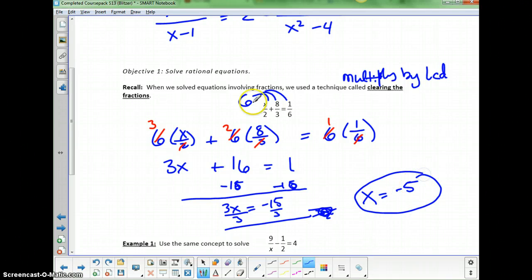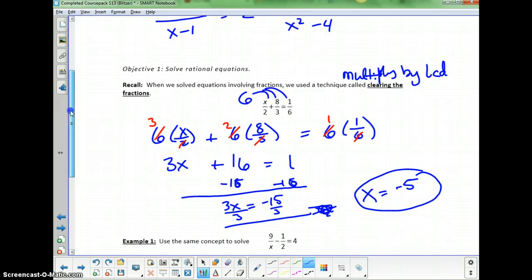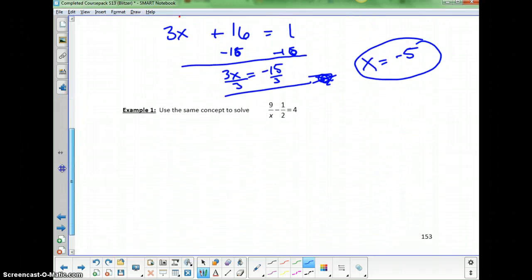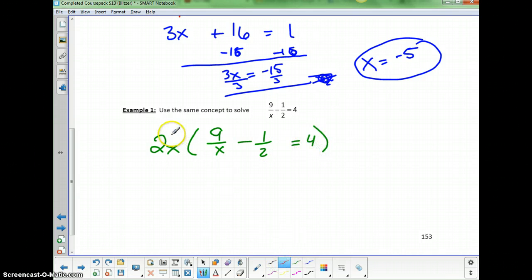Okay, so we're going to just use that same technique to solve our rational equations. The least common denominator of the denominators x and 2 is going to be 2x. So we're going to take 2x times 9 over x minus 1/2 equals 4. We're going to make sure that we multiply 2x by every single piece.